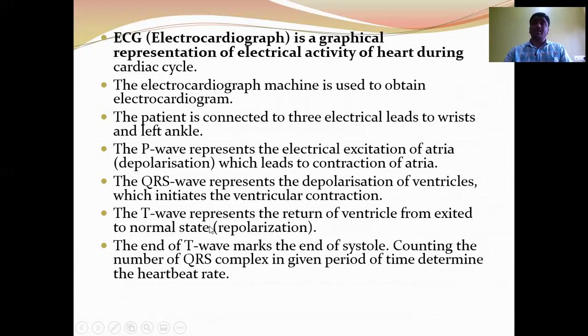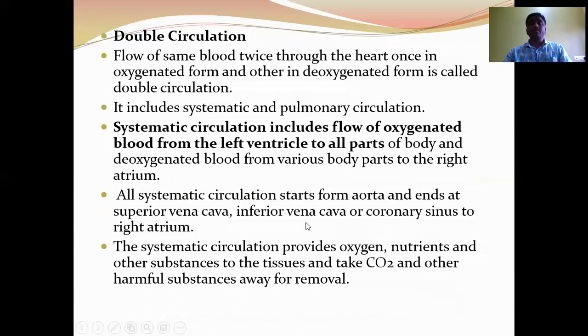Next, the T wave represents the return of the ventricle from the excited state to the normal state. That means the T wave represents repolarization of the ventricle. The end of the T wave marks the end of systole. Counting the number of QRS complexes in a given period of time determines the heartbeat rate, because each QRS complex represents one cardiac cycle.